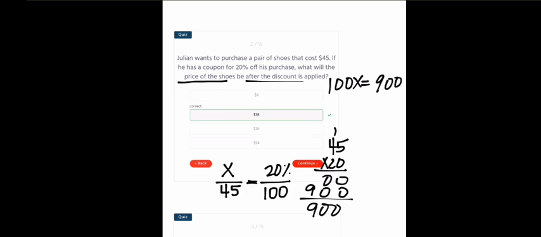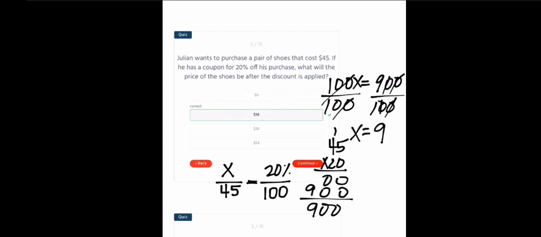Okay. So now that we have 45 times 20 is 900, let's isolate the X, and we divide by 100. We can cross out some zeros because they have them in common, and I get X equals 9. Now this is interesting. There is an option for 9 here, but we are not done with this question, and that is why that is not the correct answer.